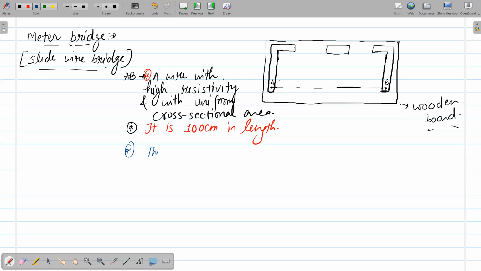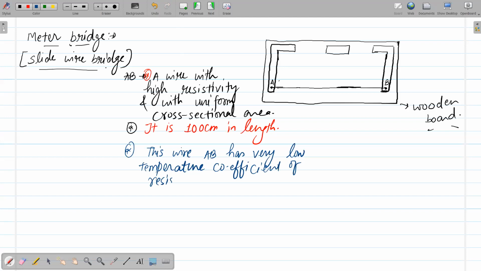this wire AB has very low temperature coefficient of resistance. Temperature coefficient of resistance, that is alpha, right everyone? So this has a very low temperature coefficient of resistance, and the wire has high resistivity. These are two characteristics, right?